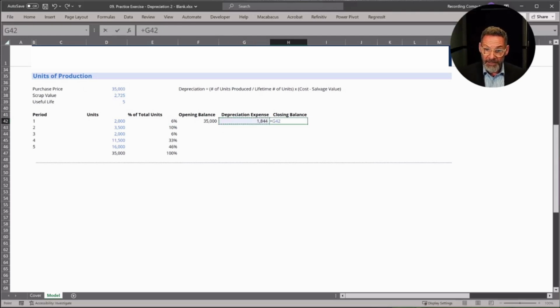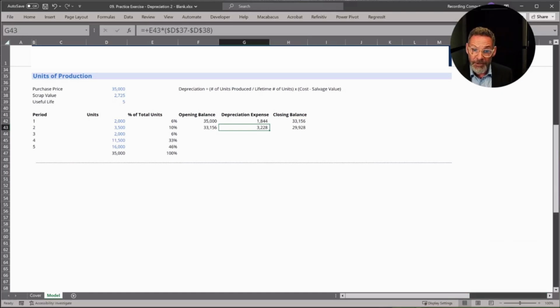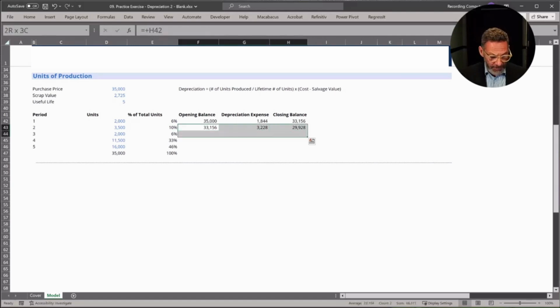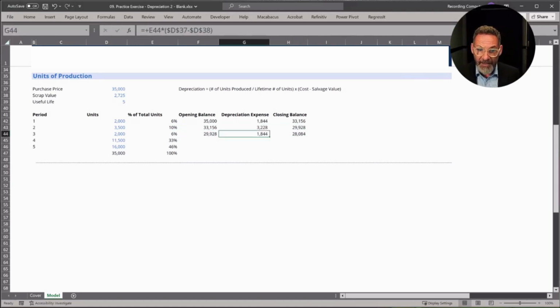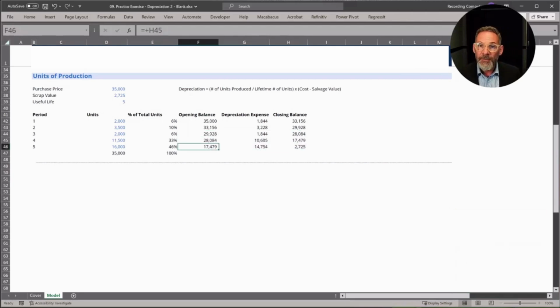Our closing balance is our opening balance minus the depreciation expense. Our opening balance for the next period is the closing balance from the period before. I can go Control D, fill down. Control D, fill down. My depreciation expense is significantly more in period 2, but that does make sense. It's 10%. If I copy this down just 1 year, again, that year it's 6%, so it should match our period 1. I'll copy the rest down using Control D. I know we've got it right because the scrap value as the closing balance is 2725.